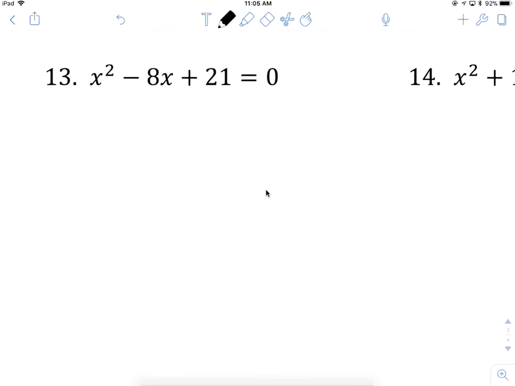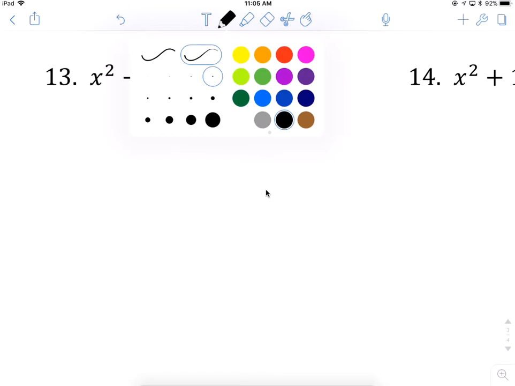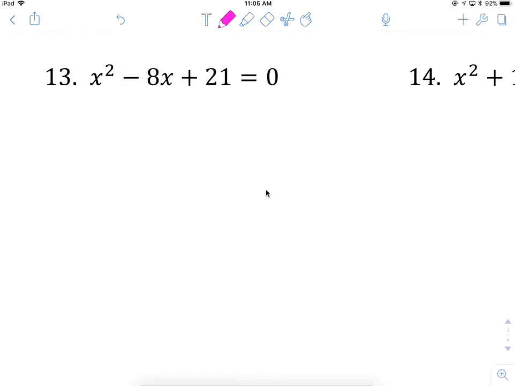All right, so number 13, if I check it, cutting negative 8 in half and squaring it, does that make 21? No. Which means I need to move my 21 to the other side, change it to a negative, and create a new blank.